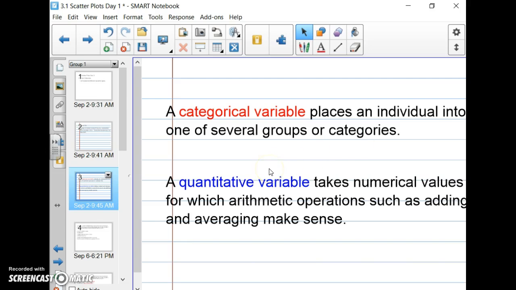Now, a quantitative variable takes numerical values for which arithmetic operations such as adding and averaging make sense. So basically this one has more to do with just pure math. You're not going to have groups in this. You're not going to have categories. It's basically just focusing on the numbers.